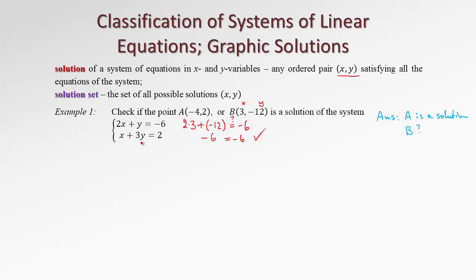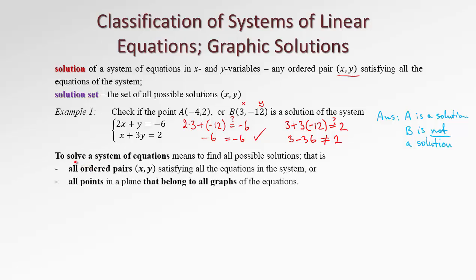What about the second equation? We have x, so it's 3, plus 3 times y, which is -12. Is that equal to 2? We have 3 minus 36. Oh, it's definitely not the same as 2. So even though point B satisfies the first equation, it does not satisfy the second equation, and that makes it not a solution. We can say B is not a solution for this system of equations.